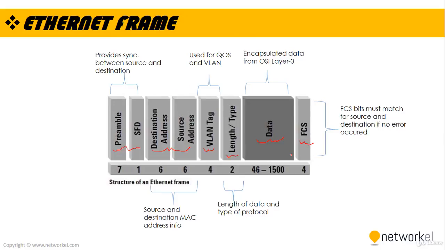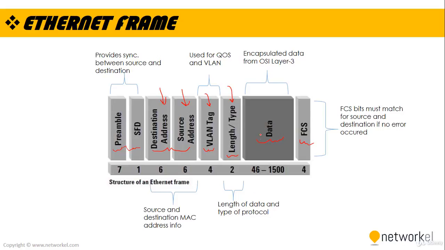And let's take a look at the Ethernet frame now. In the first fields of Ethernet, we have the preamble and SFD. These fields provide synchronization between the source and the destination devices. Secondly, we have destination and source address fields, and they hold the destination and source MAC address info. The other field is the VLAN tag, which is used for quality of service and carries the VLAN information. That's an optional field. And the other field is length and type, which keeps the length of data and the type of the protocol we are using.